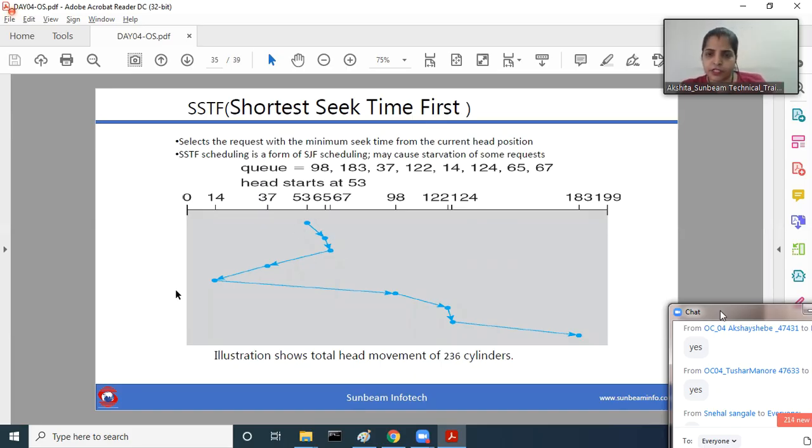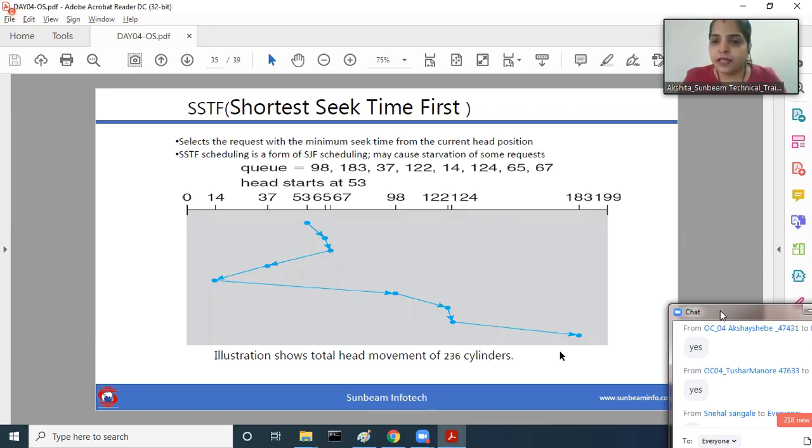Similarly, if you find the difference between these, that is 53 minus 65, then 65 minus 67, 67 minus 37, in that case it will show you 236 cylinders. Starting position was 53, Pawan. 53 से 65 nearer है, short है, उन दोनों के बीच में distance is short, so it will go to 65. Obviously 65 and 67 are nearer, so it will go into this direction and so on. Have you all understood shortest seek time first?